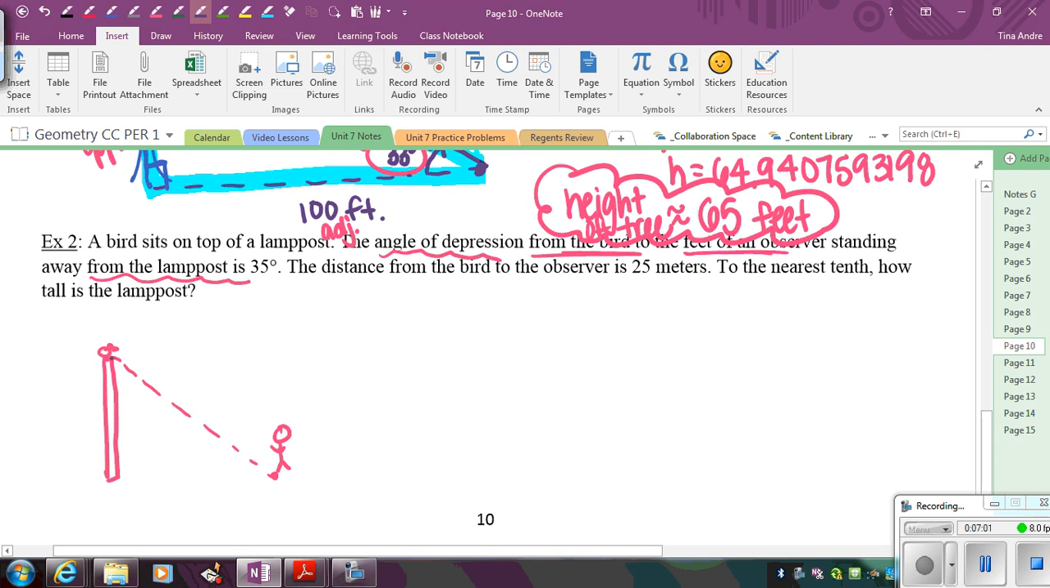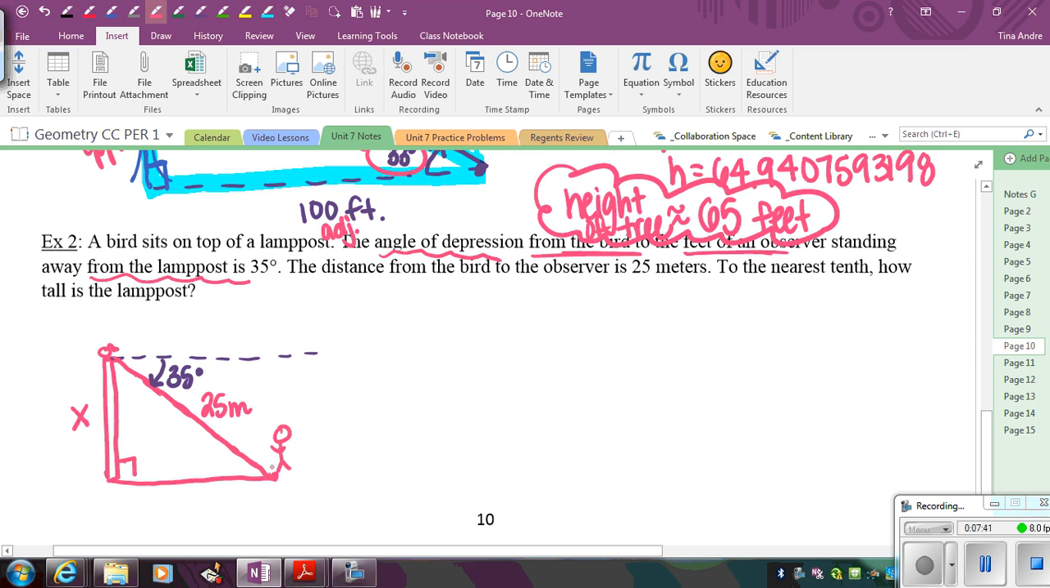So that means you're measuring from the horizontal line down to that person's feet. That's 35. Remember, it's not inside the triangle here. It's from the horizontal line downward. And then you can see, okay, well, now I have this triangle that's formed. This is my right angle because it's a lamppost. It tells us that the distance from the bird to the observer is 25 meters. We want to know to the nearest tenth how tall is a lamppost. So this is what I'm trying to find. I'm trying to find the height of that lamppost.